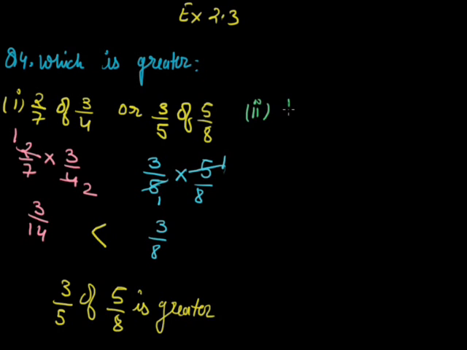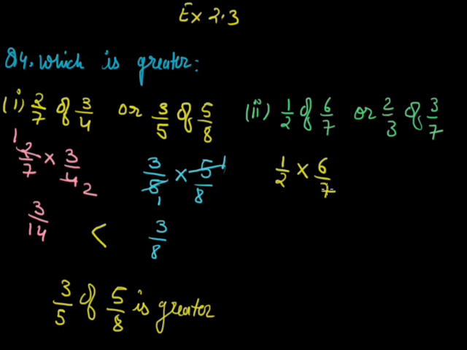Now the second part, 1 by 2 of 6 by 7 or 2 by 3 of 3 by 7. We have to find which one is greater again. So we will simplify each part separately. Here it will be 1 by 2 of means multiplication, 6 by 7. So here we can cancel 2 ones are and 2 threes are 6. So 1 into 3 will be 3 and 7 into 1 will be 7.